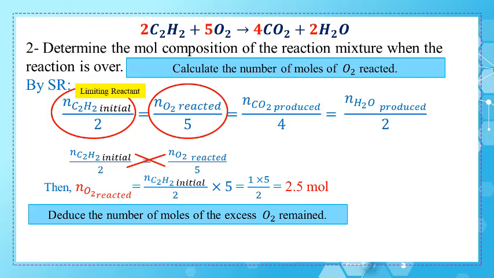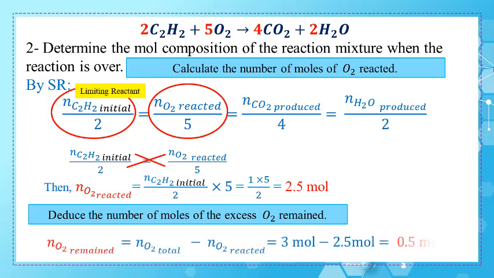Let's deduce now the number of moles of the excess O2 remained. Number of moles of O2 remained is equal to number of moles of O2 total minus the number of moles of O2 reacted. It is equal to 3 mole minus 2.5 mole equals 0.5 mole.